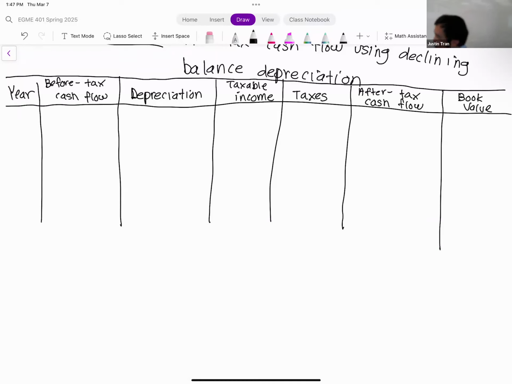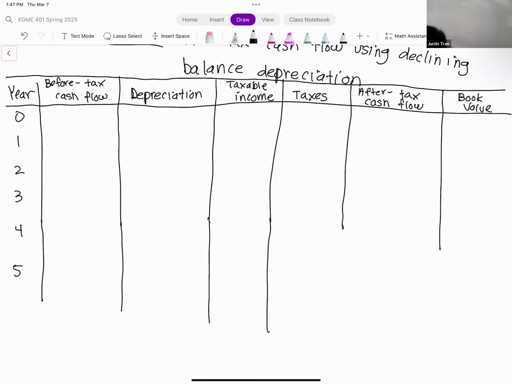Technically, we could have added this book value column to our previous example, but with straight line depreciation, we didn't really need to keep track. So let's go ahead and write our rows in. So we have 0, 1, 2, 3, 4, and 5. Okay, so let's go ahead and fill this table.